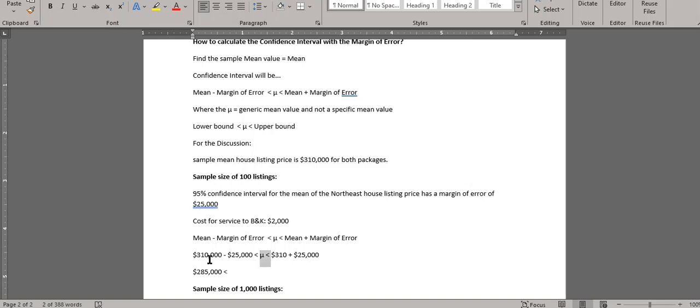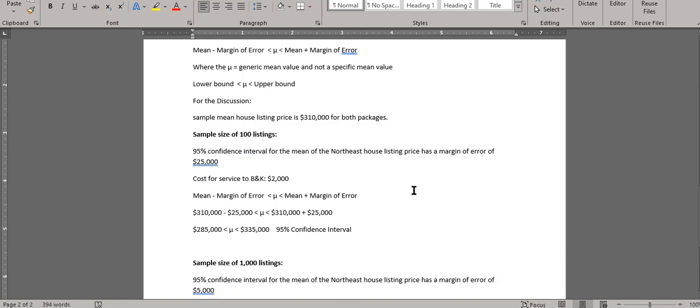I'm going to copy this down here. And then we have that 310,000 plus 25,000 is 335,000. Sorry, I forgot to put this in thousands here. There we go, 335,000. So this here is the confidence interval, or the 95% confidence interval.